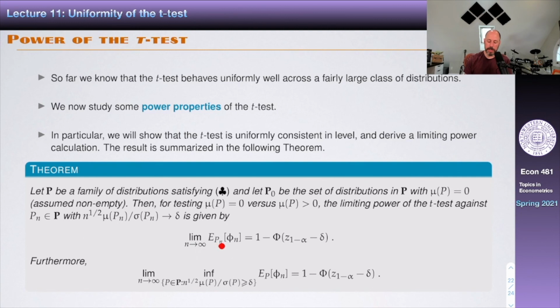Then the limit of the rejection probability of the t-test is 1 minus the CDF of a normal at the quantile of a normal minus delta. And in particular, if you take the infimum over all the distributions that have this local parameter at least equal to delta, this is the power that you have. And so this is strictly greater than alpha for delta positive, and the t-test has non-trivial local power.